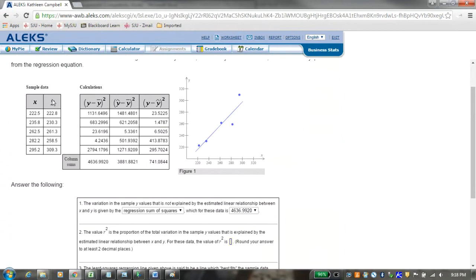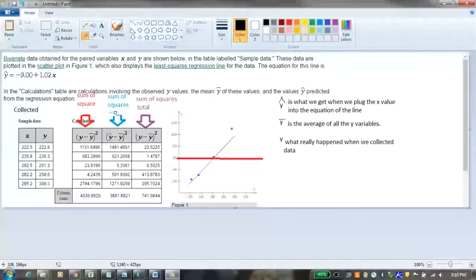Quickly looking at the output, the x and y over here is your collected data. So the x and y on the far left, it's just somebody went out and collected a bunch of variables on x, and then they also collected a bunch of variables on y.